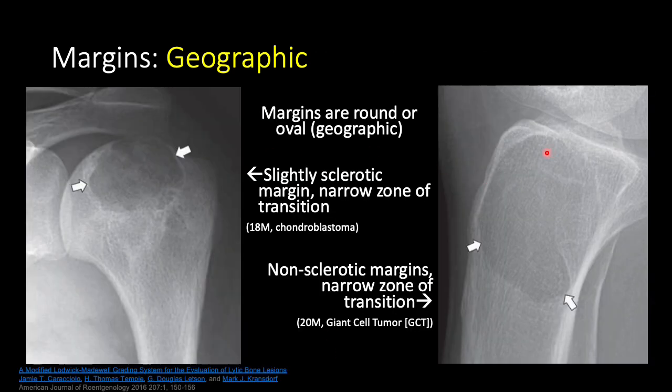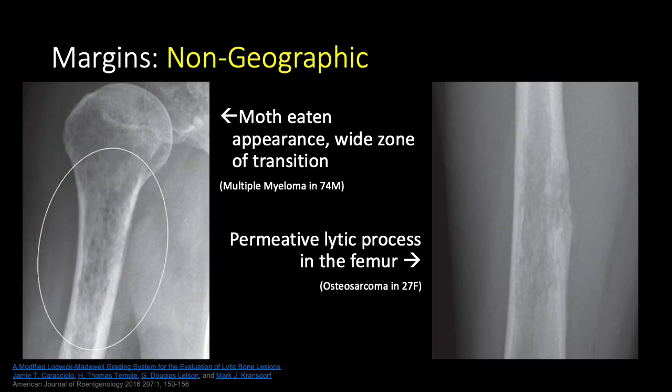So here are some examples of geographic lesions. These are round or oval in shape. You can tell very nicely marginated. They both have very narrow zones of transition, as you can trace them. This one over here has some suggestion of some sclerotic margins at the periphery. And this one over here has relatively non-sclerotic margins. And the image on the right here was a case of a chondroblastoma in an 18-year-old male. And the case over here was a giant cell tumor in a 20-year-old male, both benign lesions.